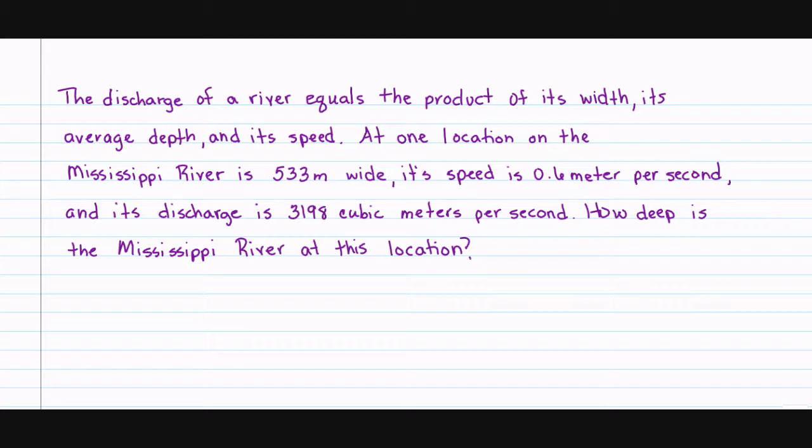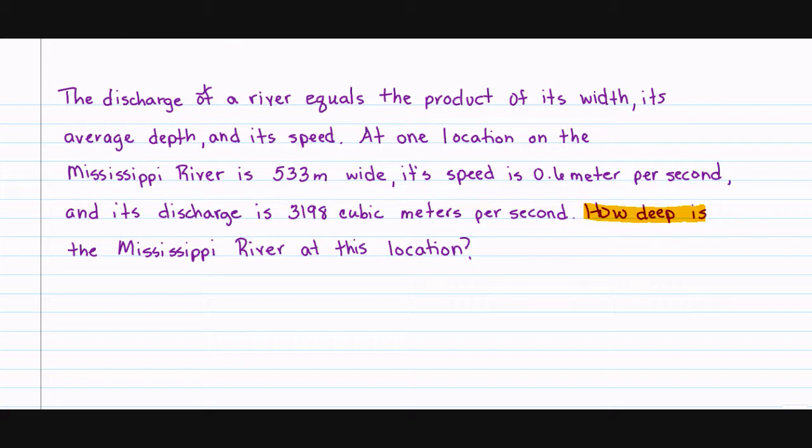At one location the Mississippi River is 533 meters wide, its speed is 0.6 meters per second, and its discharge is 3,198 cubic meters per second. How deep is the Mississippi River at this location? I'm going to highlight my question. It's asking, how deep is the Mississippi River? And how deep is a keyword.